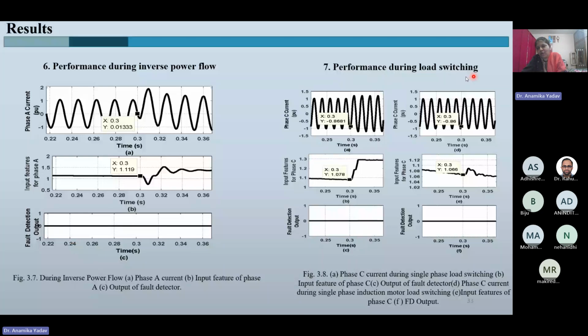And in case of load switching also, it should not be high. If a load is only switched in or out, the system should not consider it to be a faulty situation. The fault detection output should be low throughout. So the condition is satisfied in this case also.